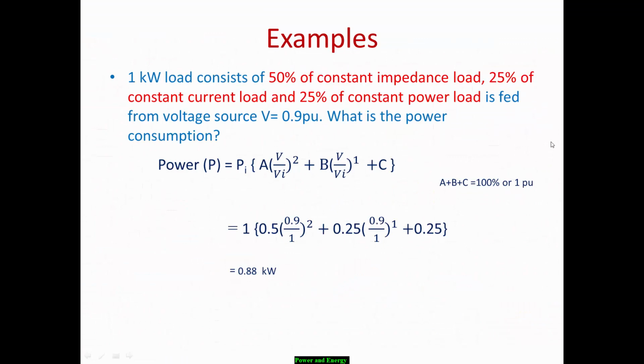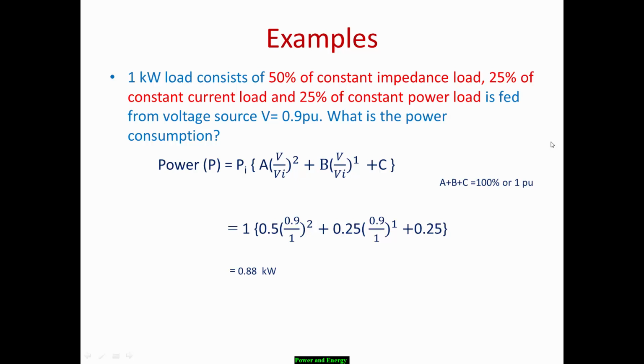Finally, let us have one more problem. A 1 kilowatt load consists of 50% of constant impedance load, 25% of constant current load, and 25% of constant power, which is fed from a 0.9 per unit voltage source. What is the power consumption?